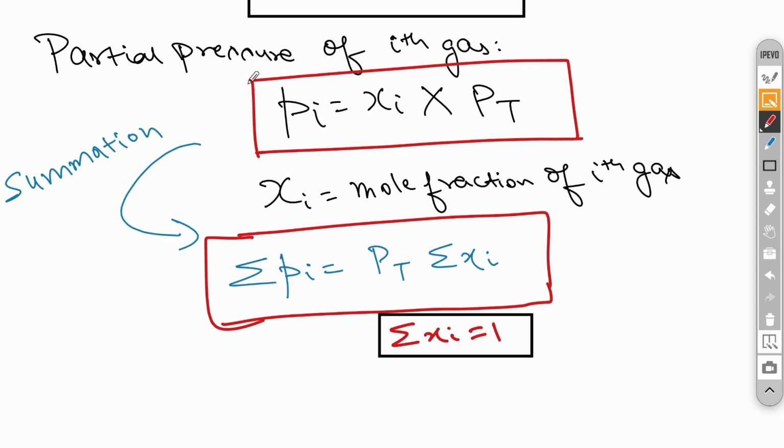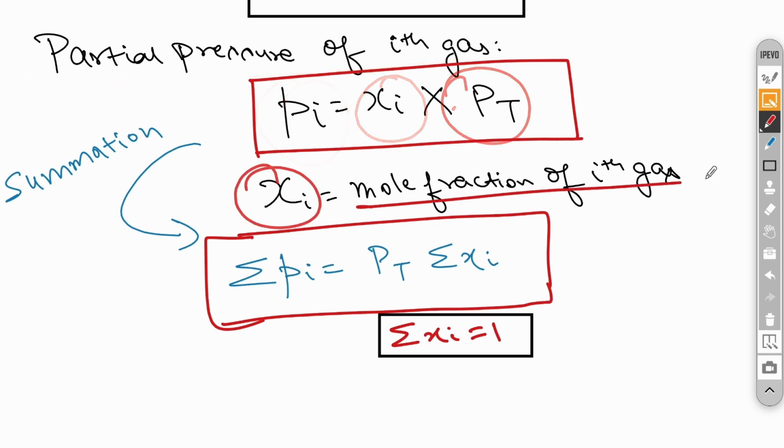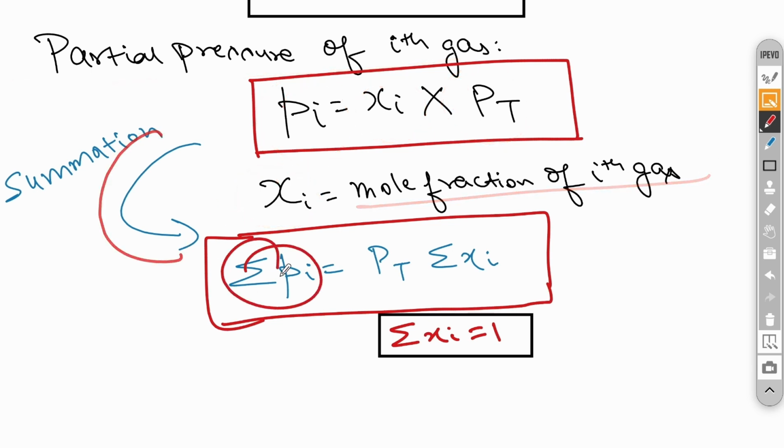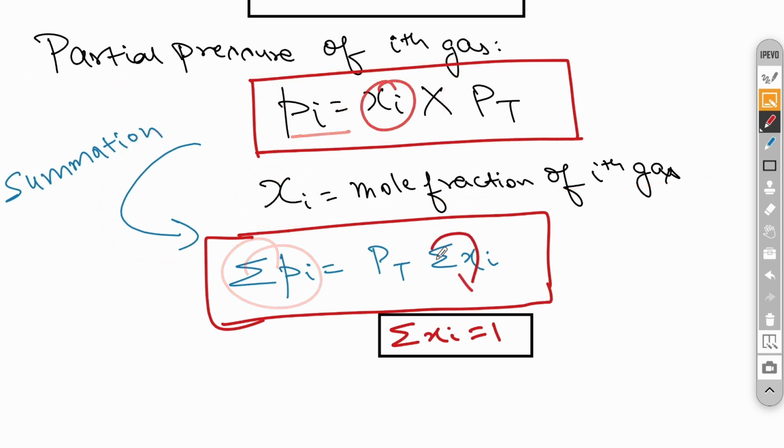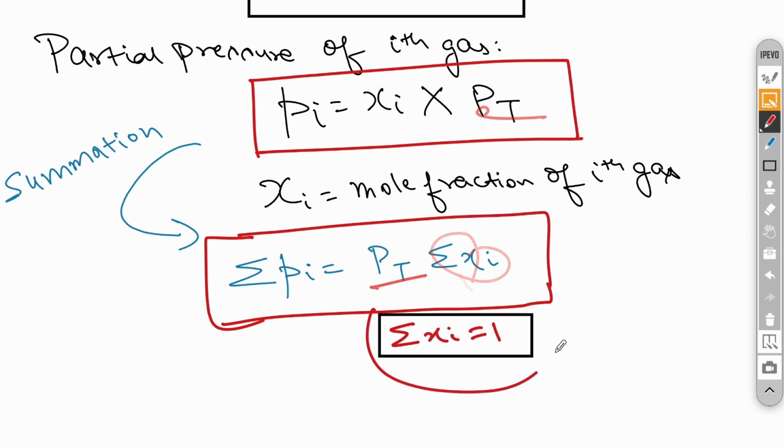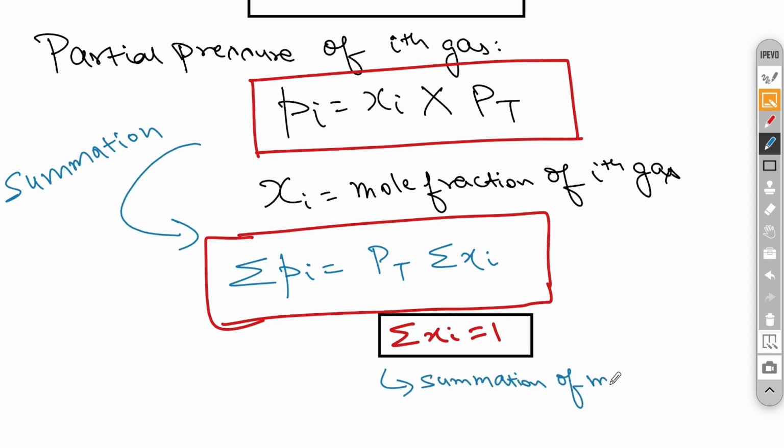Now before moving further, let's quickly discuss whatever we studied. Pi is equal to Xi multiplied by Pt, where Xi is the mole fraction of the ith gas. If we do the summation, then sigma Pi is equal to Pt times sigma Xi, and the value of sigma Xi, that is the summation of mole fraction of all gases, is always equal to 1, right?